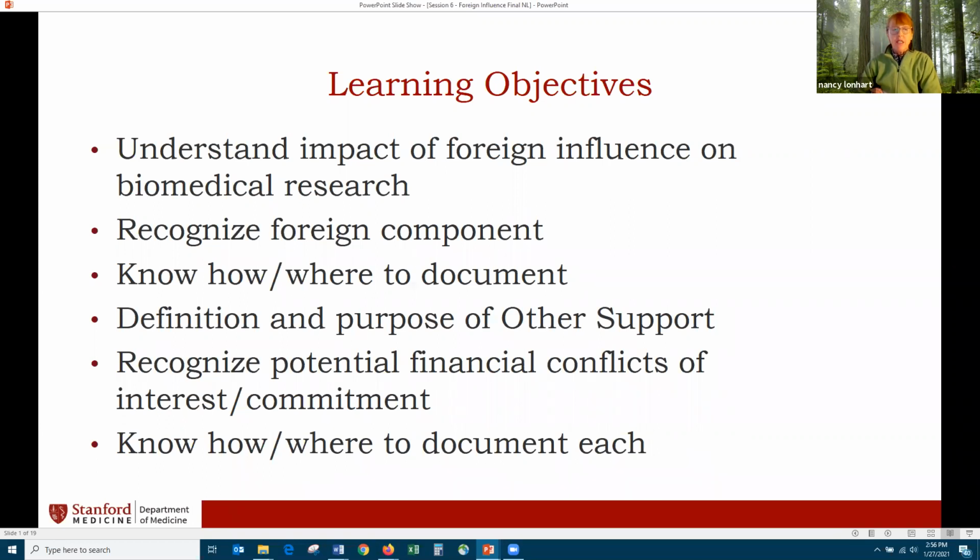So what are our goals here? Our learning objectives, obviously, we want to understand the impact of foreign influence on biomedical research. We need to recognize what is a foreign component, the definition and purpose of other support, and the other key forms, which are the financial conflict of interest and commitments, the required documents that we really want to be paying attention to, and to know how and where to document each of those.